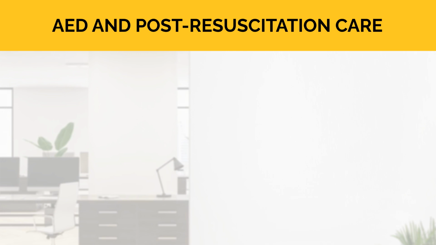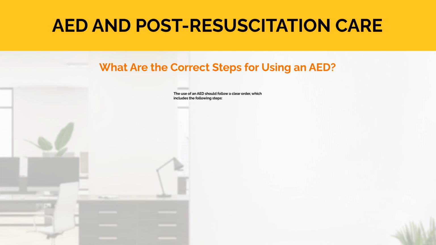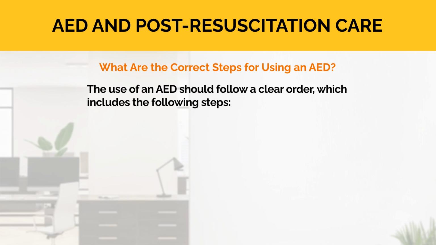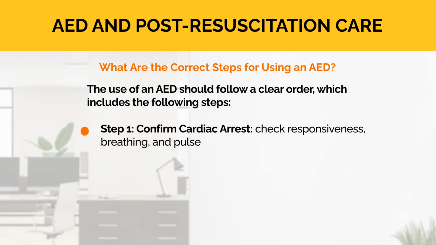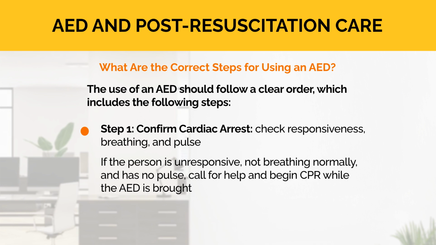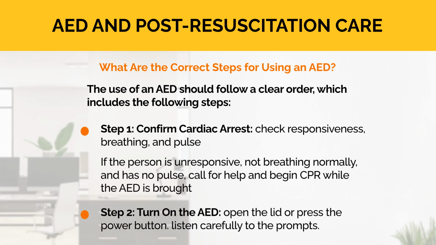Let's quickly look at the correct steps for using an AED. The use of an AED should follow a clear order, which includes the following steps. Step 1. Confirm cardiac arrest. Check responsiveness, breathing, and pulse. If the person is unresponsive, not breathing normally, and has no pulse, call for help and begin CPR while the AED is brought. Step 2. Turn on the AED, open the lid, or press the power button. Listen carefully to the prompts.